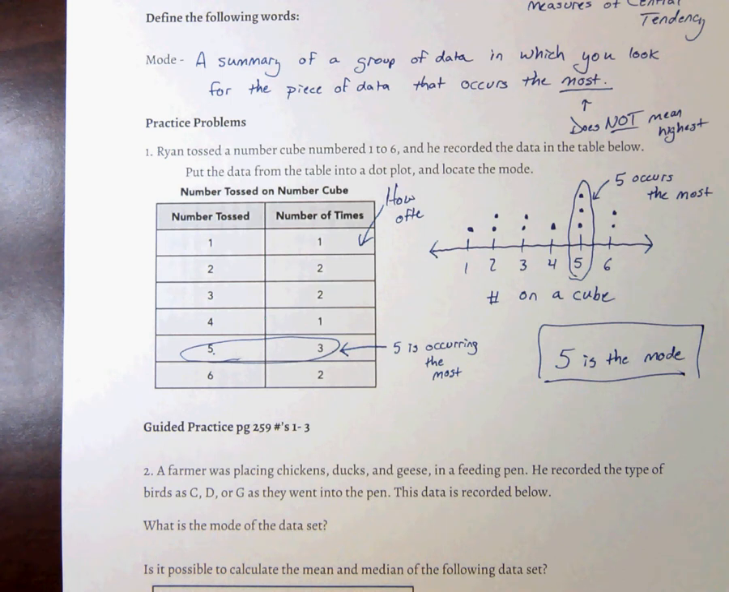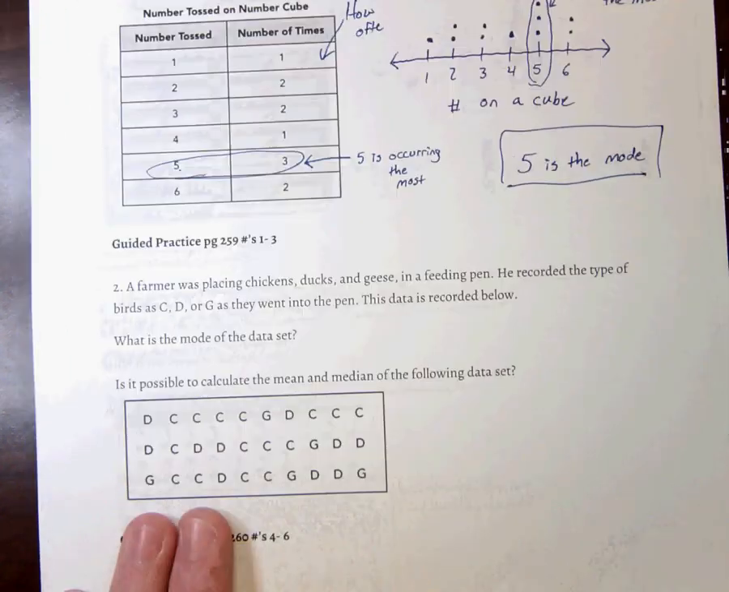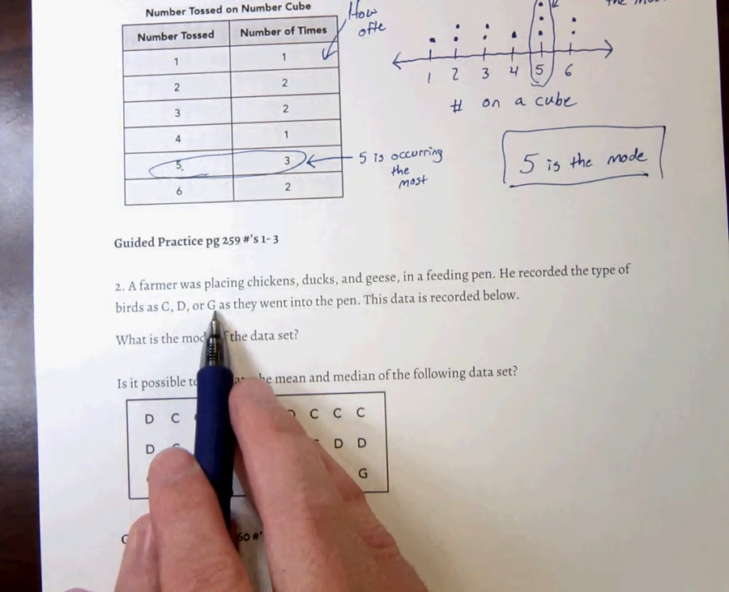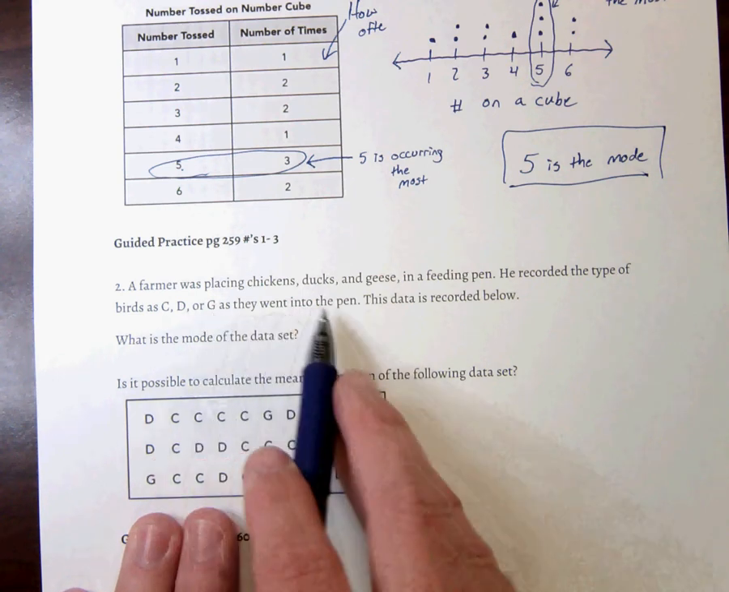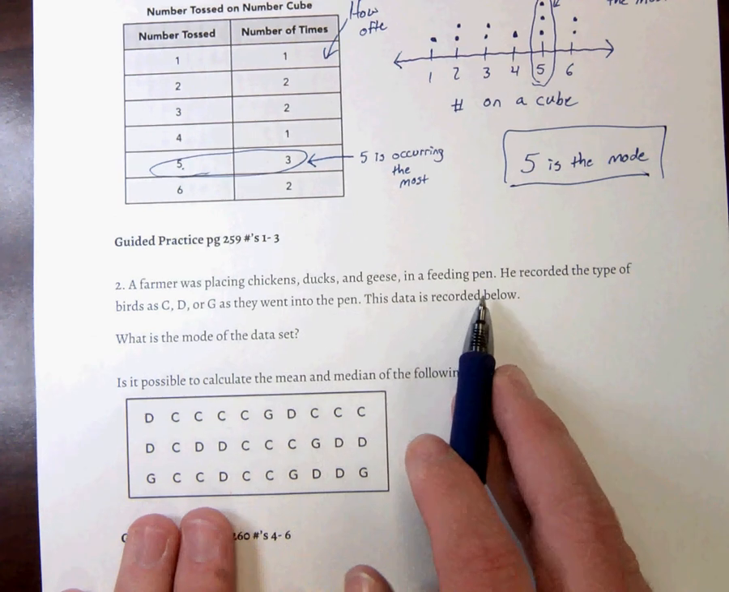Okay, number 2. The farmer recorded a letter for all the animals as they went into the pen. The data is recorded below. So right here, this would be duck, chicken, chicken, chicken, chicken, goose, duck, chicken, chicken, chicken, and so on. We have 2 questions right here. What is the mode of the data set?